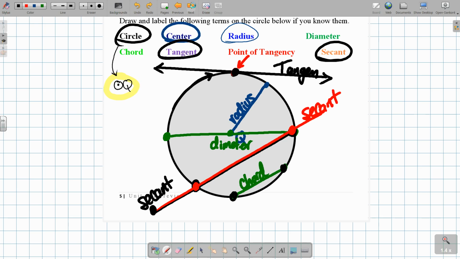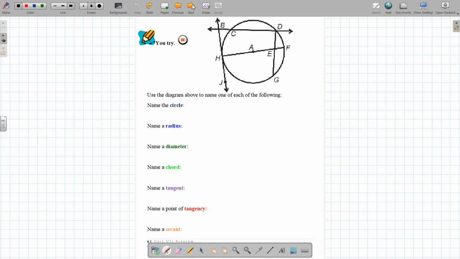Welcome back. Now we're going to use these parts of a circle. Right under here, you're going to name each one of these. Do the best you can with the symbols. I'd rather you guess and then switch to a red pen and correct. Do this page on your own. Pause the video.